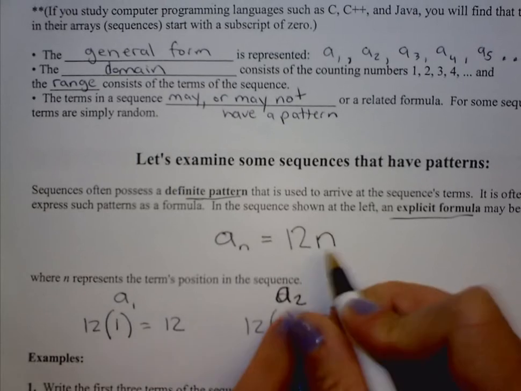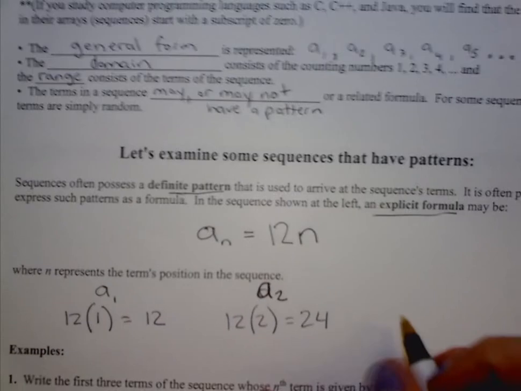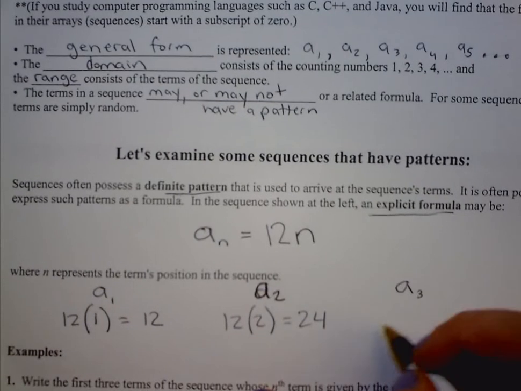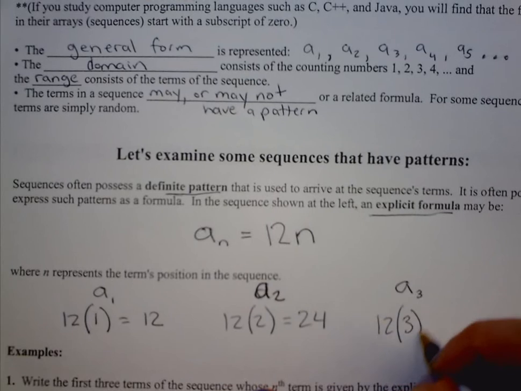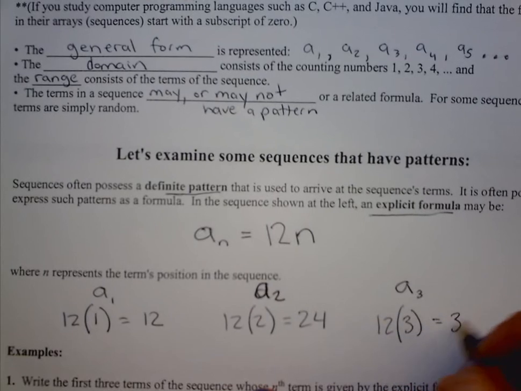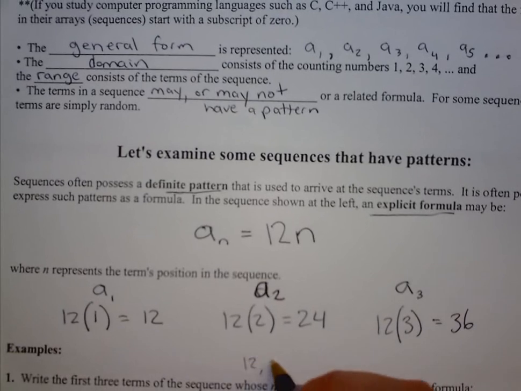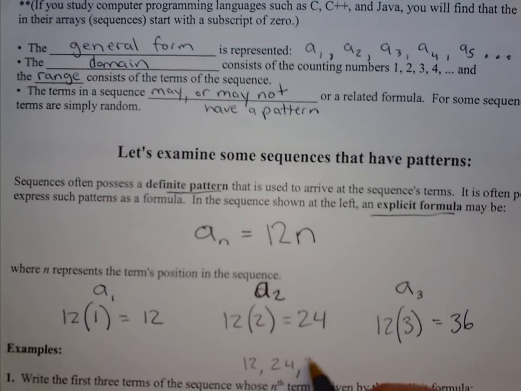I plugged in 2 for the n there. If I want A3, with a tiny 3 because it's a subscript, that means I'm going to have 12 times 3, which will give me 36. I could keep going into the whole sequence, but now I know the first term is 12, second term is 24, third term is 36, and then my sequence will keep going.